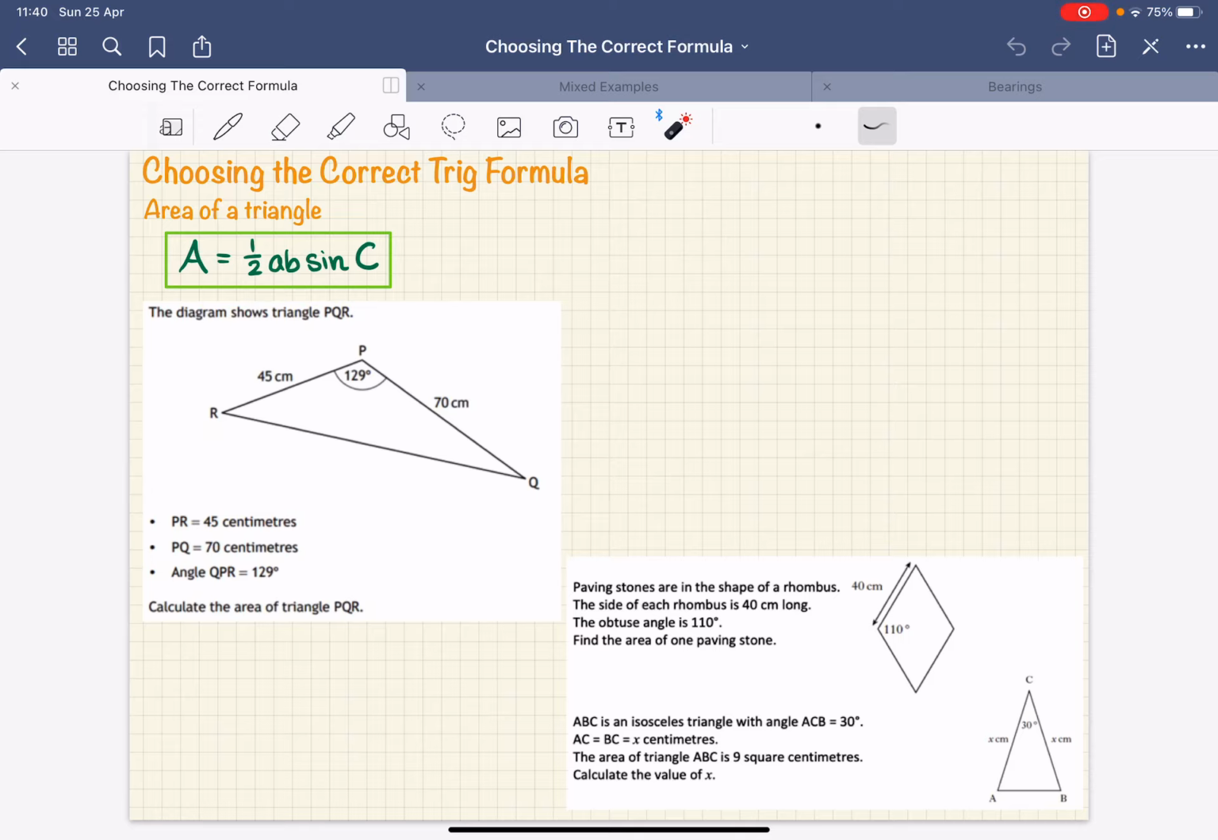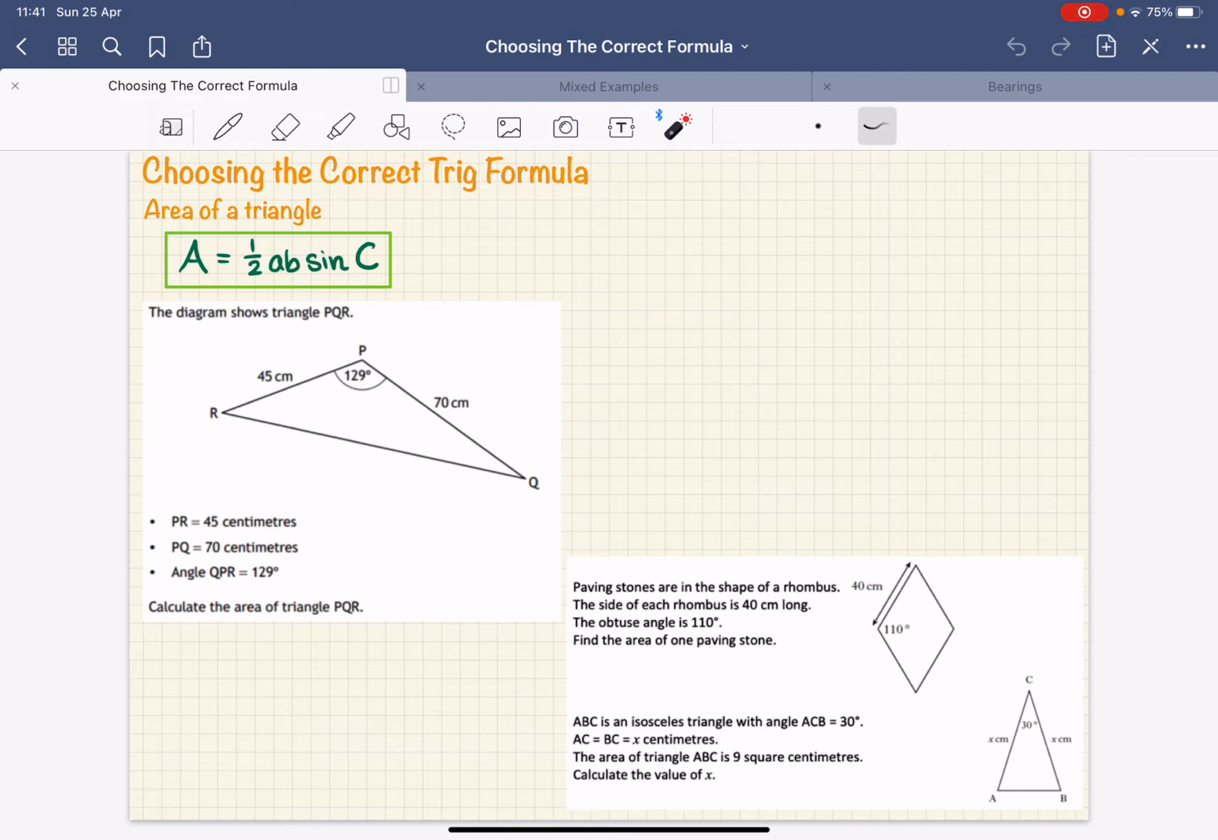Alright, so in this video we're going to be just looking at how to choose the correct trig formula. So we won't be doing any specific examples, but we're just going to look at some of the wording and some of the setup of certain questions to help you go, that's the area formula, that's the sine formula, or that's the cosine formula. So to start off with, how to recognise area of a triangle.